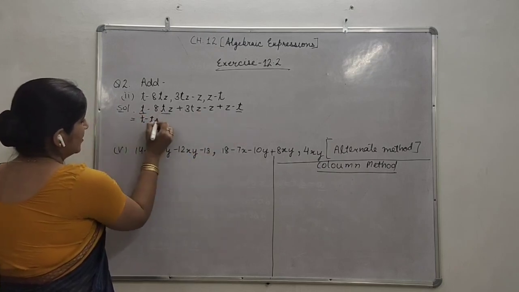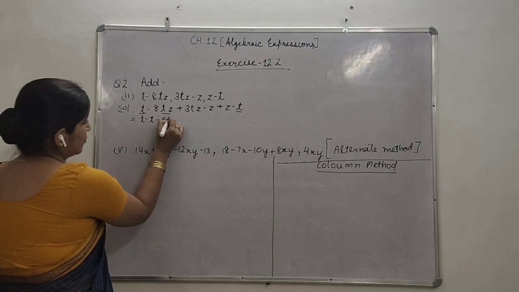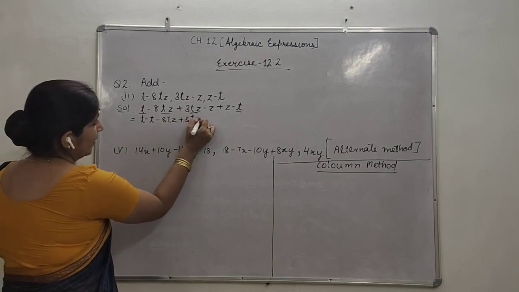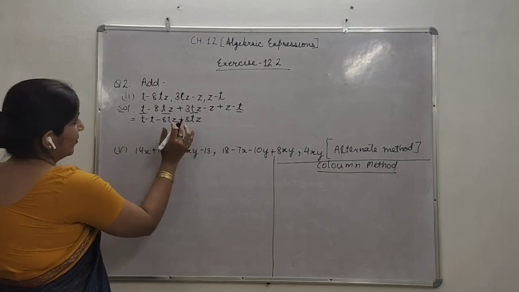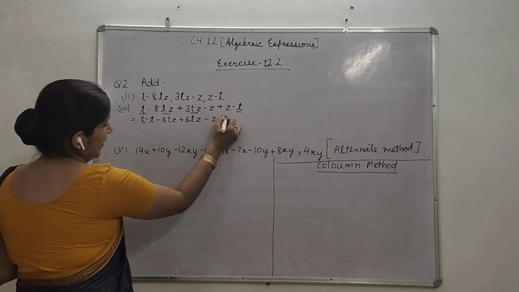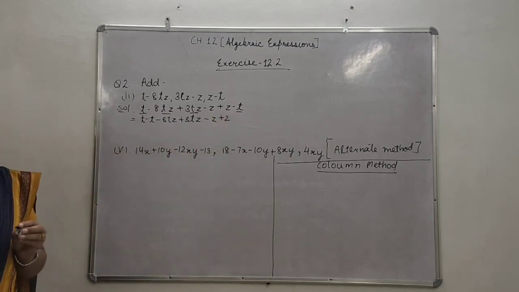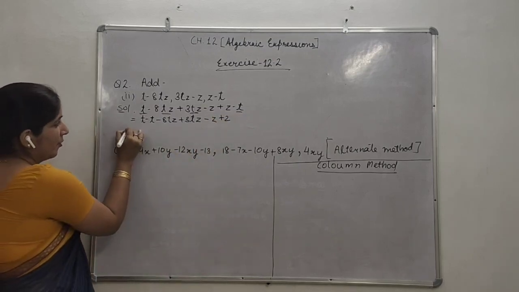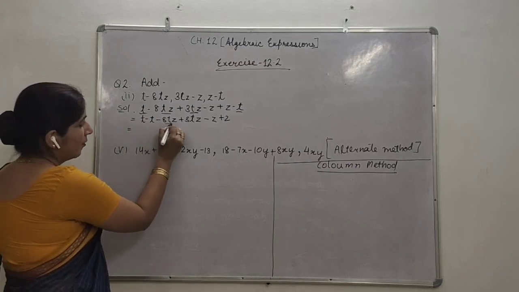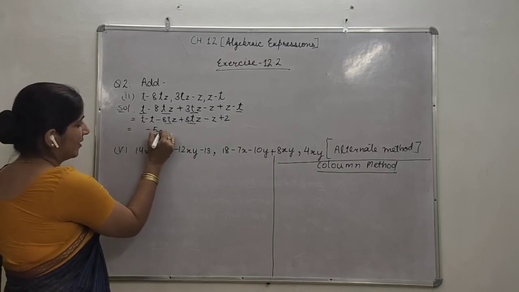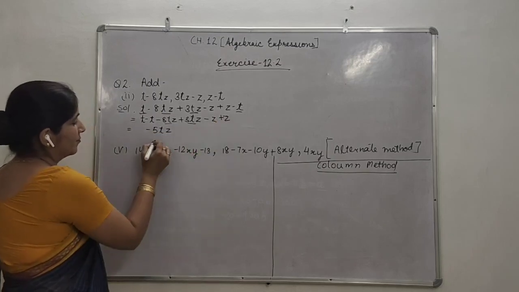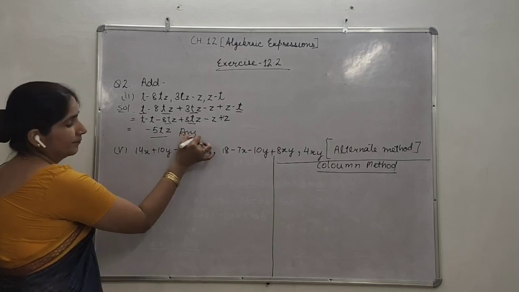Now second term is with the tz, so minus 8tz, this is also. So I am just putting the like terms together. Now after this I am putting z plus z. Now you can see all the like terms are together. Now we can solve it. t minus t becomes 0, so no need to write it. Now if we solve it, it becomes minus 5tz, and minus z plus z again becomes 0. So this is the answer.